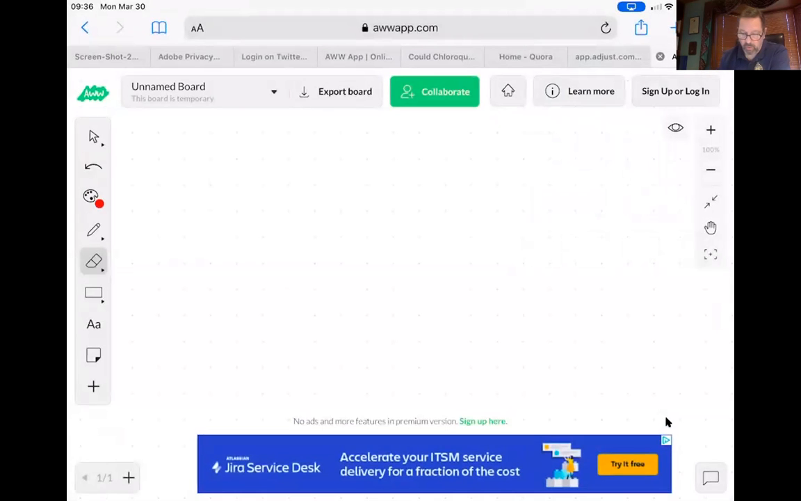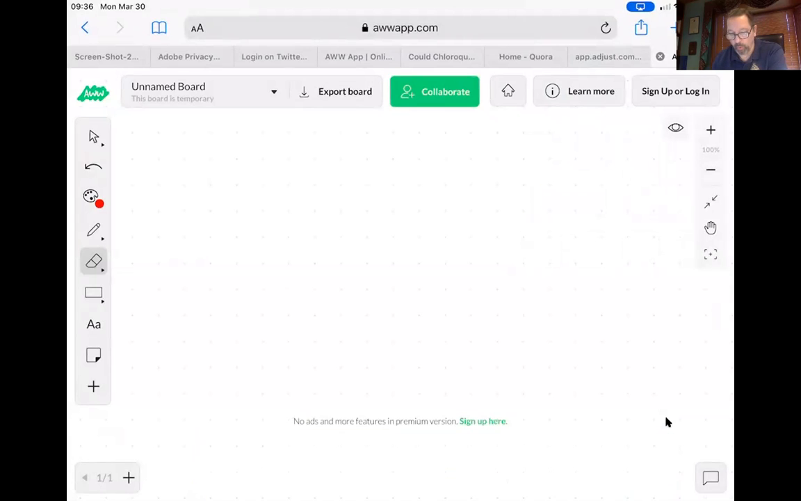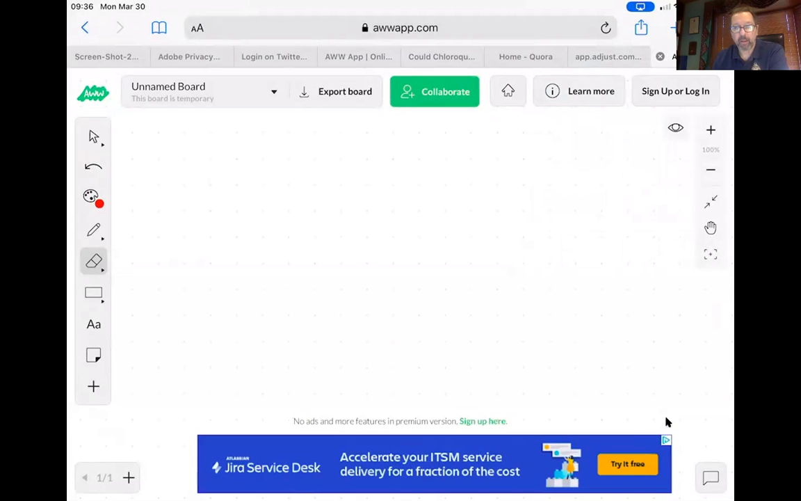And this is it's called AWW app. It's awebwhiteboardapp.com. And you saw I was using a pretty rudimentary whiteboard to be writing in class. And this one's a little bit better because I can make things smaller. I can shrink them, and then I can push them up into the side.